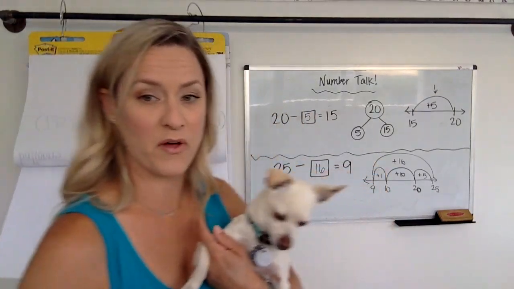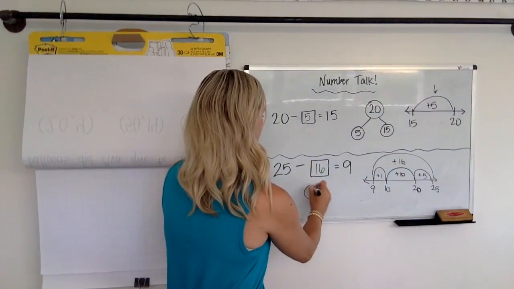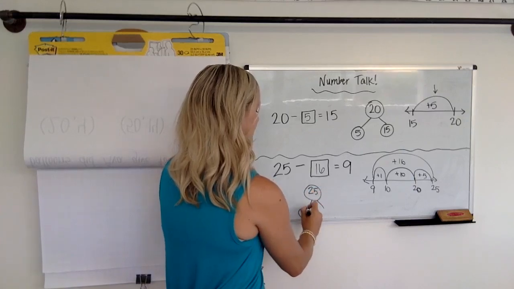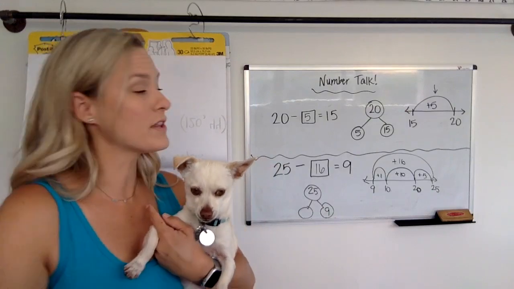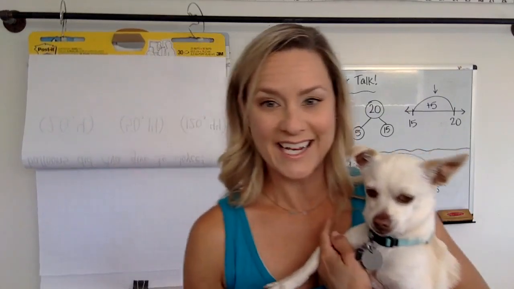Maybe you also thought about a number bond. 25, what's the missing number? And with 9. So maybe you thought, I know the missing number would be 16. I don't know. You gotta tell us.